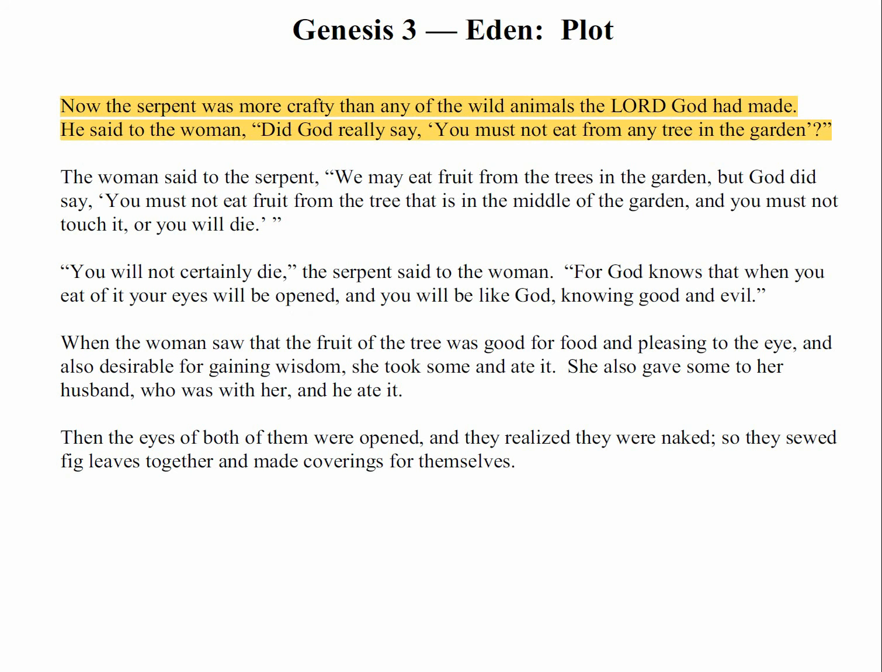Which is, of course, an exaggeration. And she counters that with another exaggeration. "Oh, no, we can't. We just can't eat from the tree in the middle, and we can't even touch it." Or she takes the exaggeration the other direction. "Or we'll die." No, you won't die.